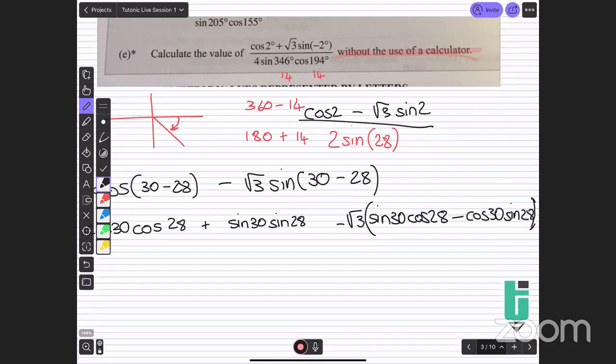Now I'm just working with the numerator for now, but we're going to bring in the denominator later on. Let's just multiply out by the minus root 3. So it's minus root 3 sine 30 cos 28 plus root 3 cos 30 sine 28, right? You all agree? Yes. Okay. Do we have like terms?